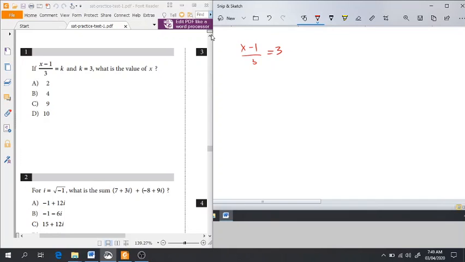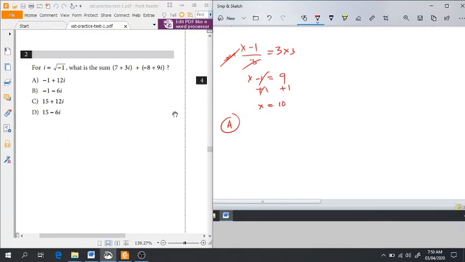So I have to get rid of this 3 from the denominator, so multiply by 3 on both sides, so it gets cancelled with this. x minus 1 is equal to 9, add 1, so x is equal to 10. The answer to this question is A. Let's go to question number 2.